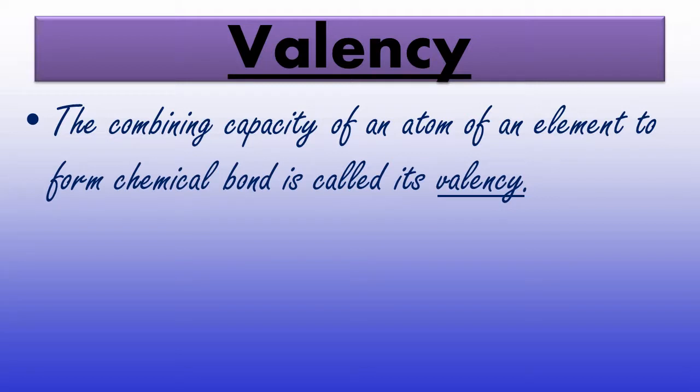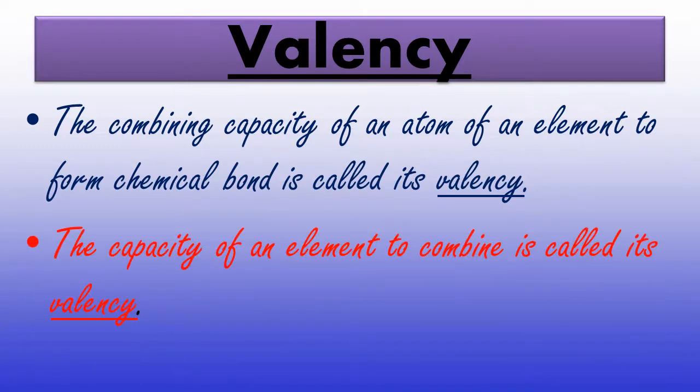So what happens? The atoms of different elements will share their electrons. That means one atom will lose and another atom will accept electrons just to complete their octet state. Octet state means that in their last shell, 8 electrons should be there. So to form a chemical bond, an atom will share its electrons, and this is called valency. The capacity of an element to combine is called its valency.